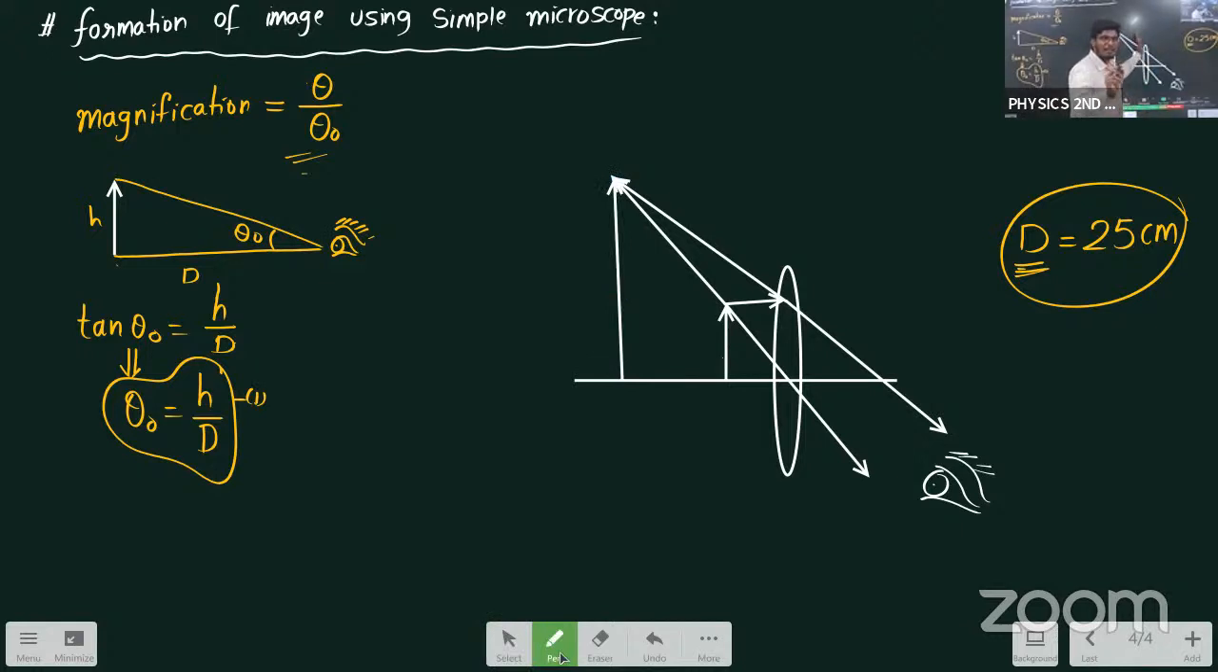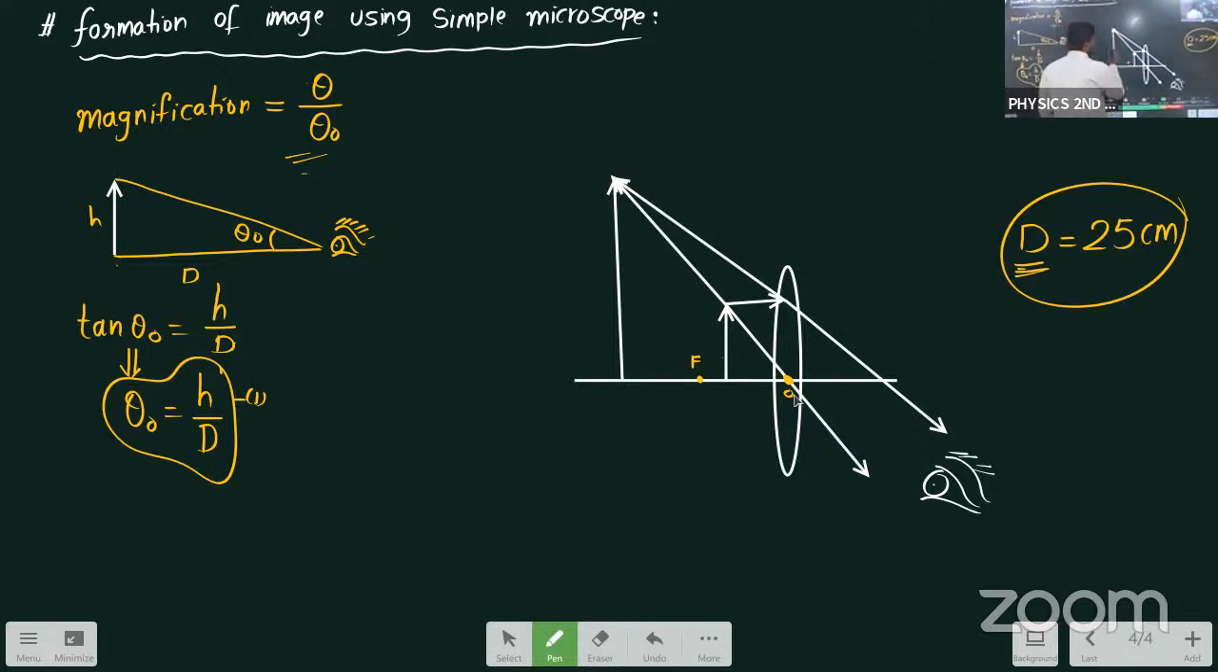What does it mean? It means that the object is placed between the optical center and focus. This is the optical center, and here we are having the focus. Whenever we place an object between the optical center and focus, we'll be forming the same magnified image in which region? In the same region where the object is kept. I hope you understood this.